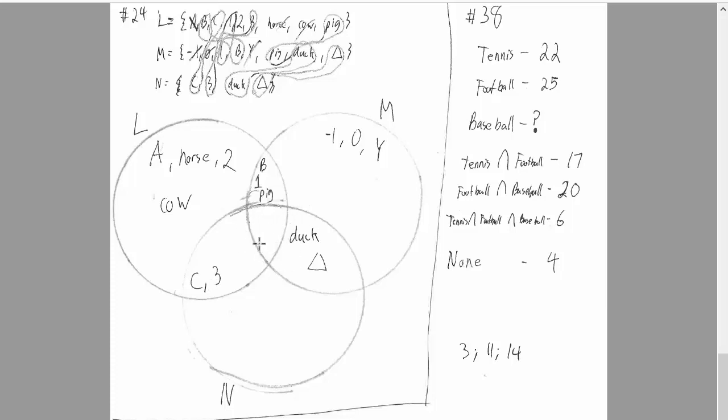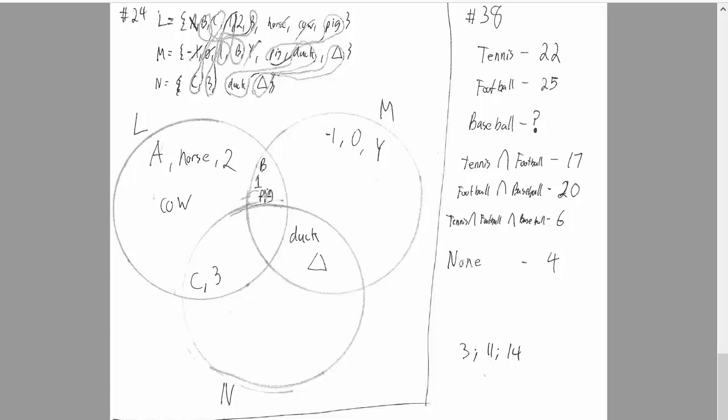All right, but none of these elements are in all 3, but C and 3 are in L and N. Duck and triangle are in M and N. You can see I kind of circle them there. A, horse, the number 2, cow. Those are only in L and in nothing else, so that's why I write them right here. This is the only L section.